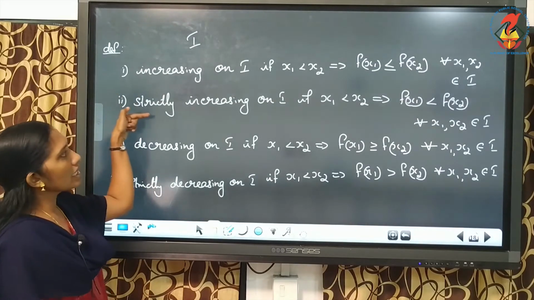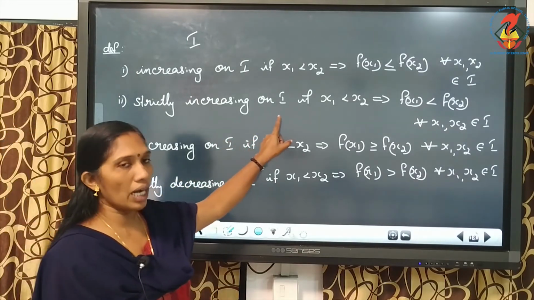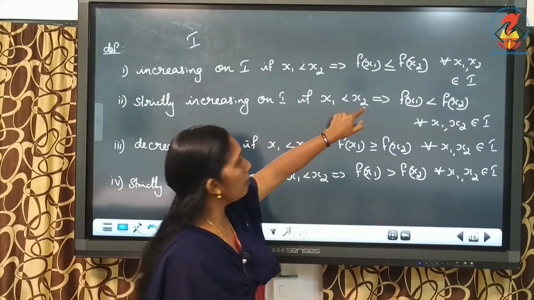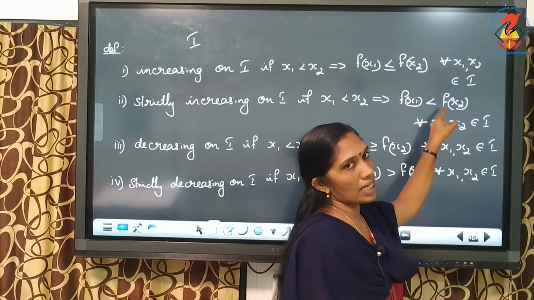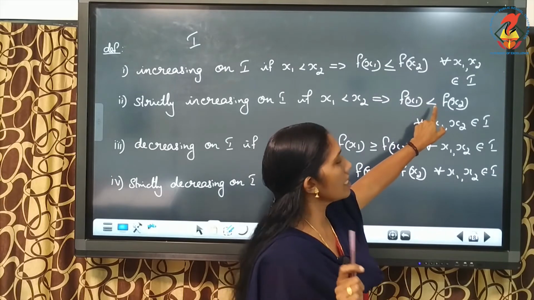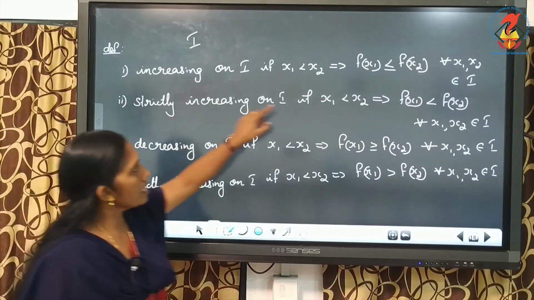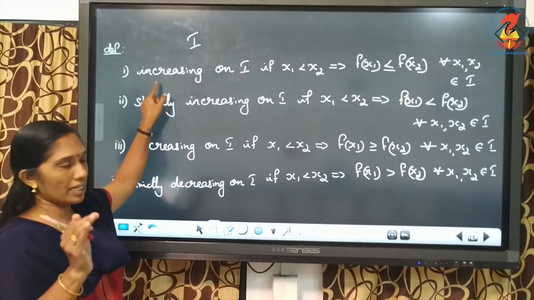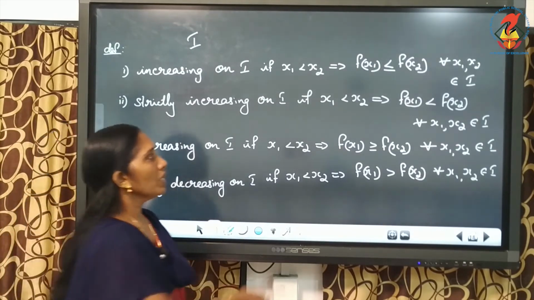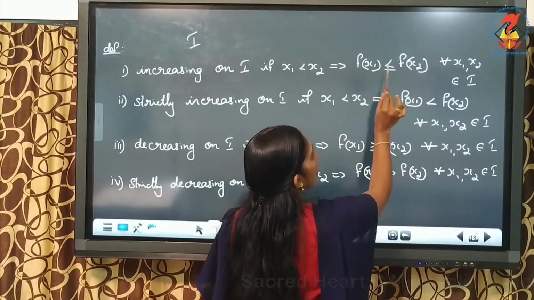Then you look at strictly increasing. The function f is said to be strictly increasing on I if x1 is less than x2 implies f of x1 is less than f of x2. Compare these two. Here we have equal also. Here just less than. Just less than means that is strictly. If the equal symbol is there, then that is increasing or decreasing. If the equal symbol is not there, you have to write strictly.